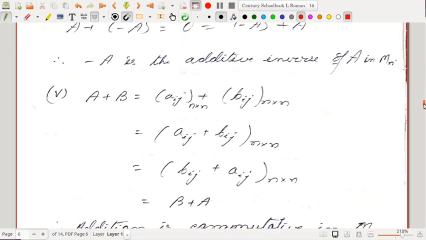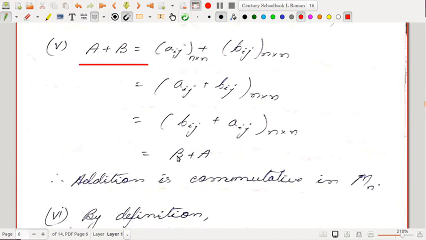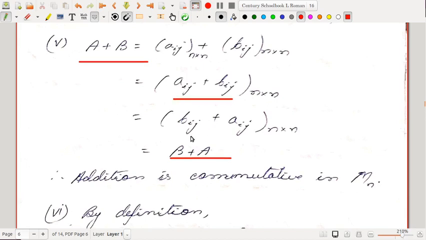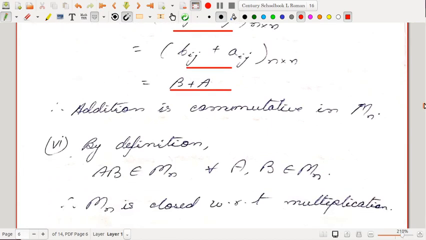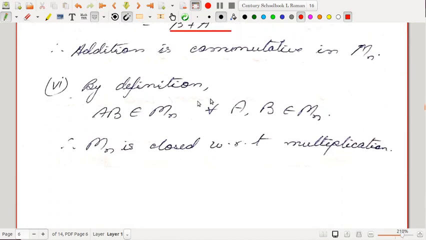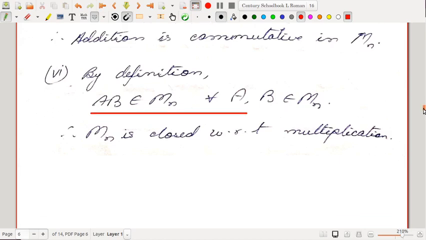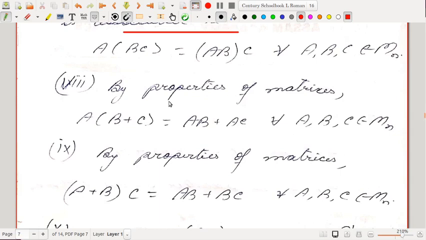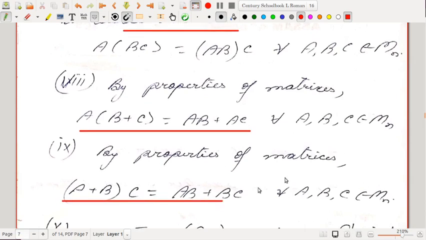Then we show the commutative property of addition. It's simple: Aij plus Bij can be written as Bij plus Aij because these are real numbers, and we know real number addition is commutative. So addition is commutative in Mn also. Then by definition the closure property is satisfied: the product of two n by n matrices is an n by n matrix. We know matrix multiplication is associative. Proofs for these exist, but it's not necessary to do them here. By properties of matrices, the left distributive property and right distributive property also hold.